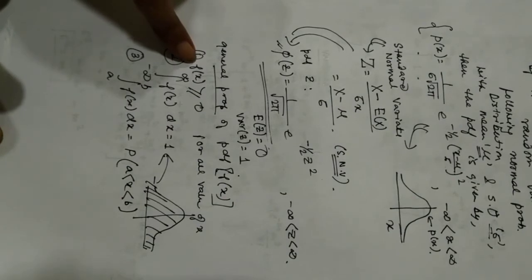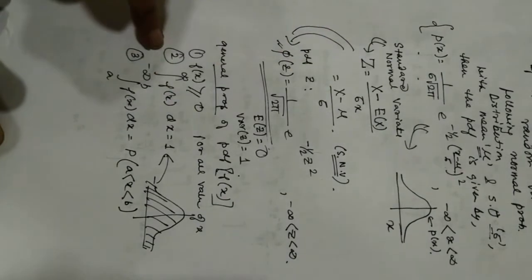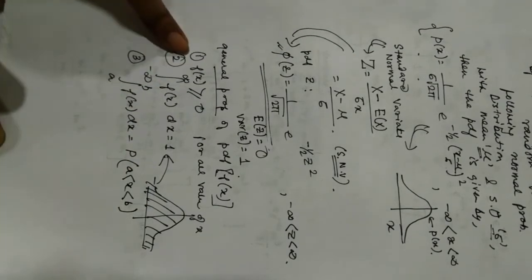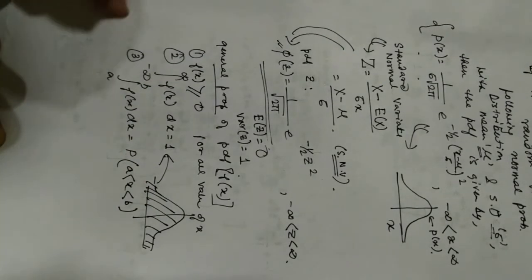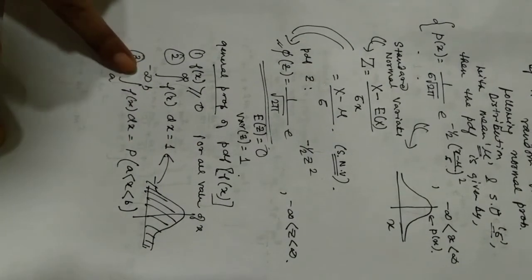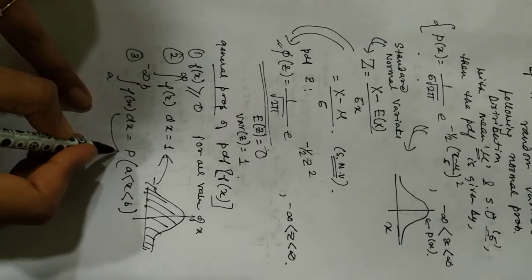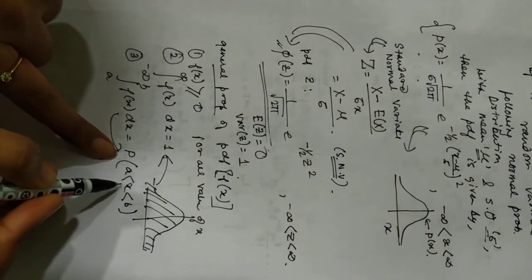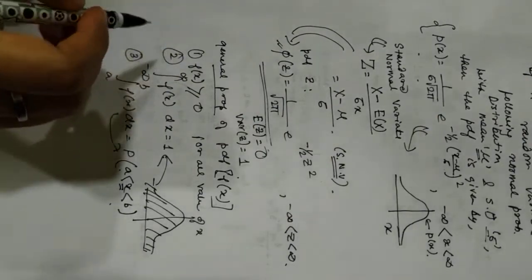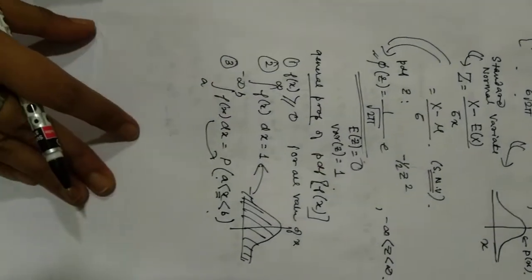So first, f(x) has to be greater than or equal to 0 for all values of x. Secondly, the entire area underlying the curve has to be equal to 1. And thirdly, if we are integrating the distribution function within a limit, the physical meaning of this is the probability that the variable can take values between a to b, right? So these things are very important for you to know.